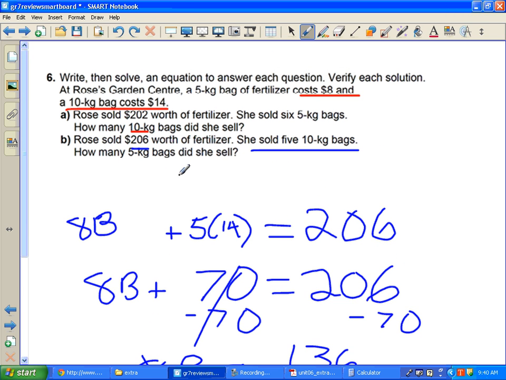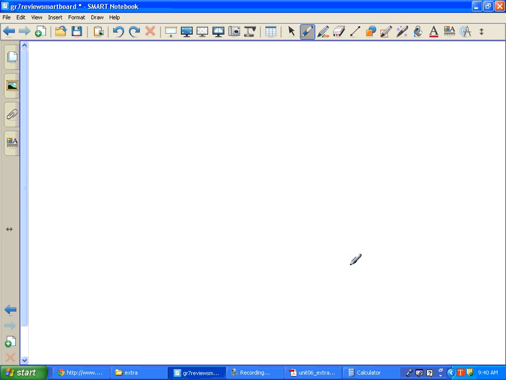So remember, every time you're trying to solve one of these problems, figure out what your constant is or what you already know, figure out what your total is, and then figure out what changes. That'll be the steps to solving those every time.